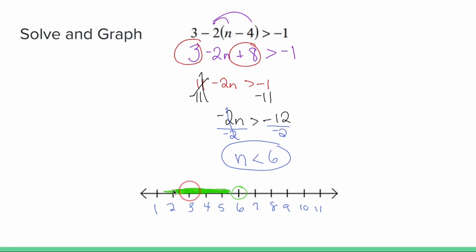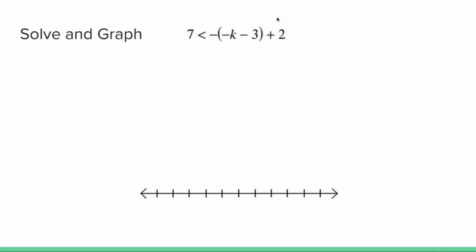And what this means is for the original problem, I'm allowed to take any number less than 6, substitute it in, and it'll work. I can plug in 0, I can plug in 4, I can plug in -1 billion, and this will become a true statement. Any number that I plug in that's below 6 and not including 6 will be greater than -1. All right? Solving and graphing inequalities. Fun stuff. All right, let's solve and graph this inequality over here.